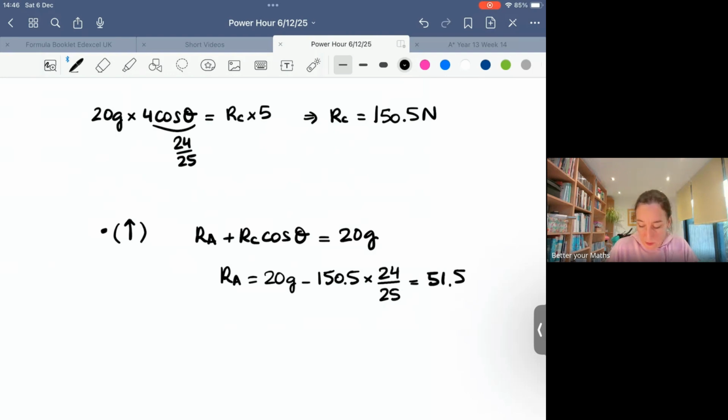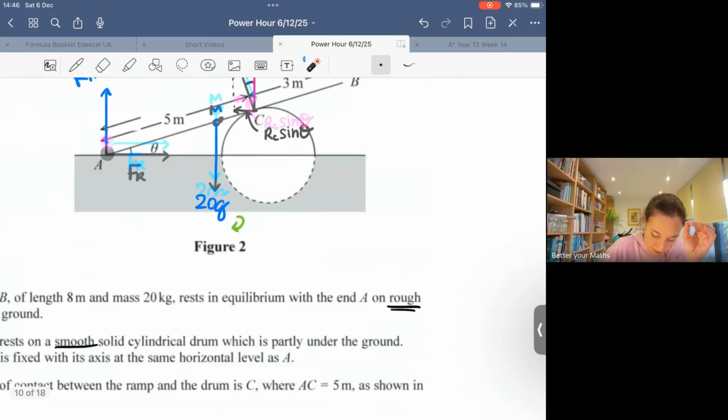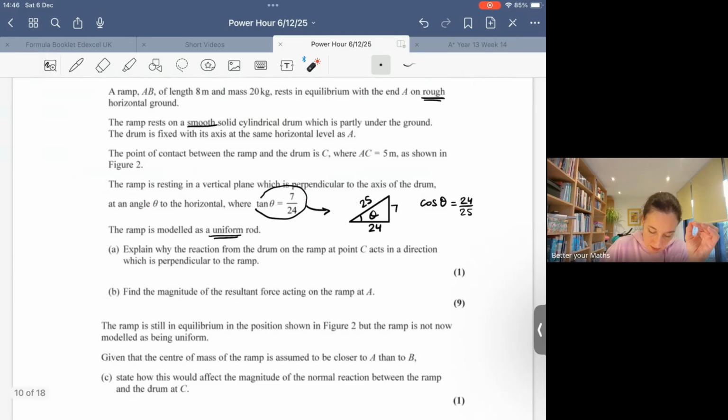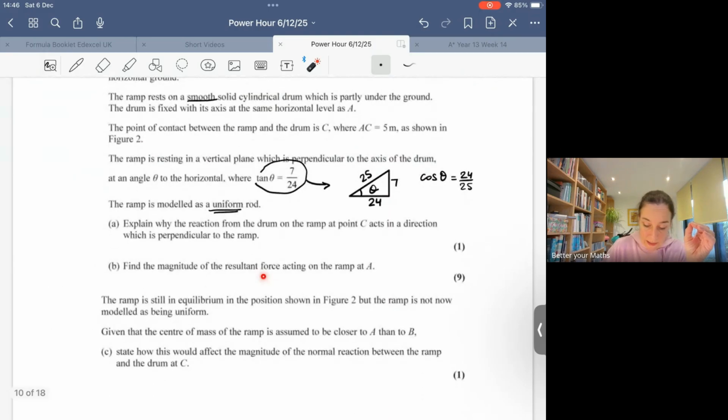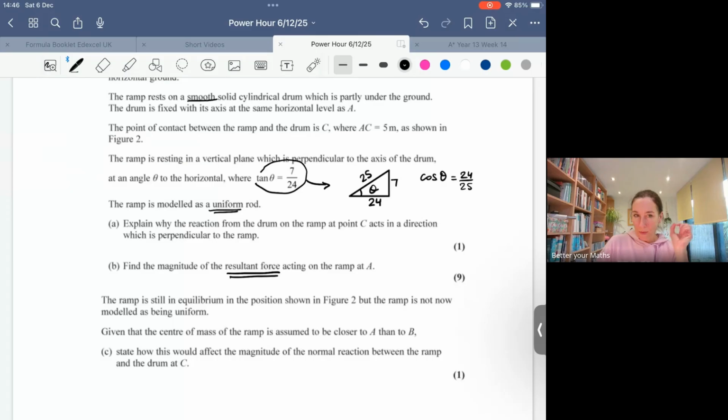So this is 51.5 newtons. Yeah. And wait a minute, because this is not what they're asking. I just realized they are saying not the normal reaction, the resultant force acting on the ramp at A. What does that mean? I read the normal reaction, but it's not the normal reaction, it's the resultant force. What are they asking me?